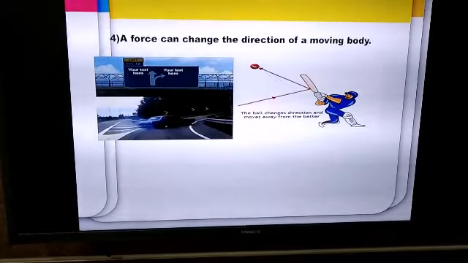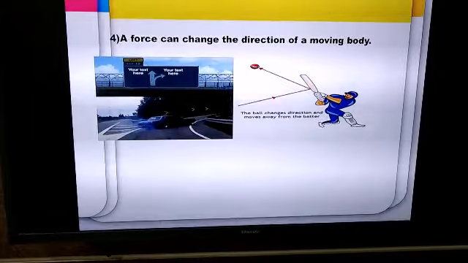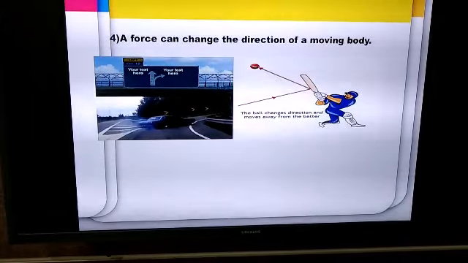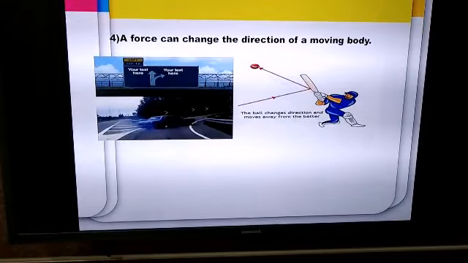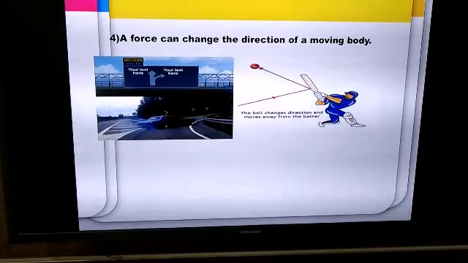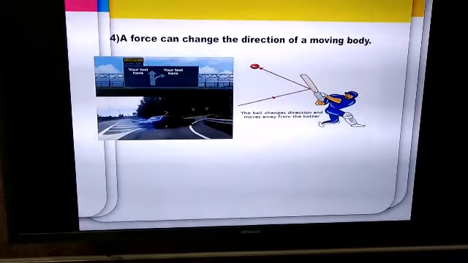Force can change the direction of a moving body. If a car is in a state of motion, moving along a straight path, and the driver wants to change the direction of the car, he can do so with the help of the steering wheel. That is, force is applied on the steering wheel. So, a force can change the direction of a moving body.